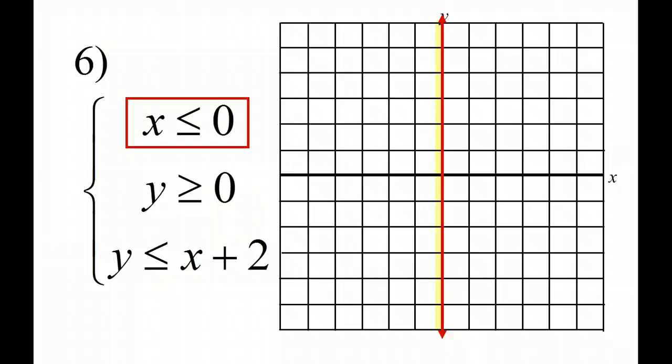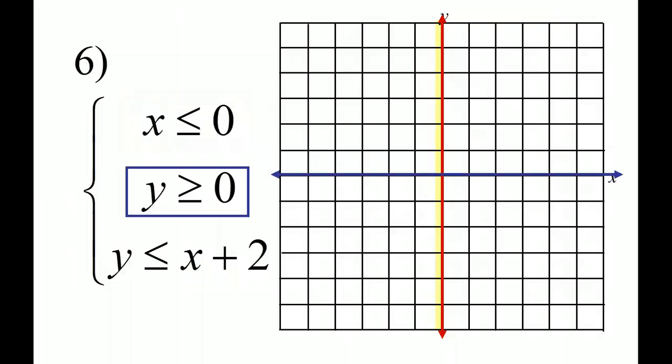So let's put a little bit of shading on the left side of the line like I did. If you did it wrong, fix it. Remember that y equals 0 is the x-axis. So that second equation is the x-axis. Because it's greater than, I'm going to put a small amount of shading above the line.